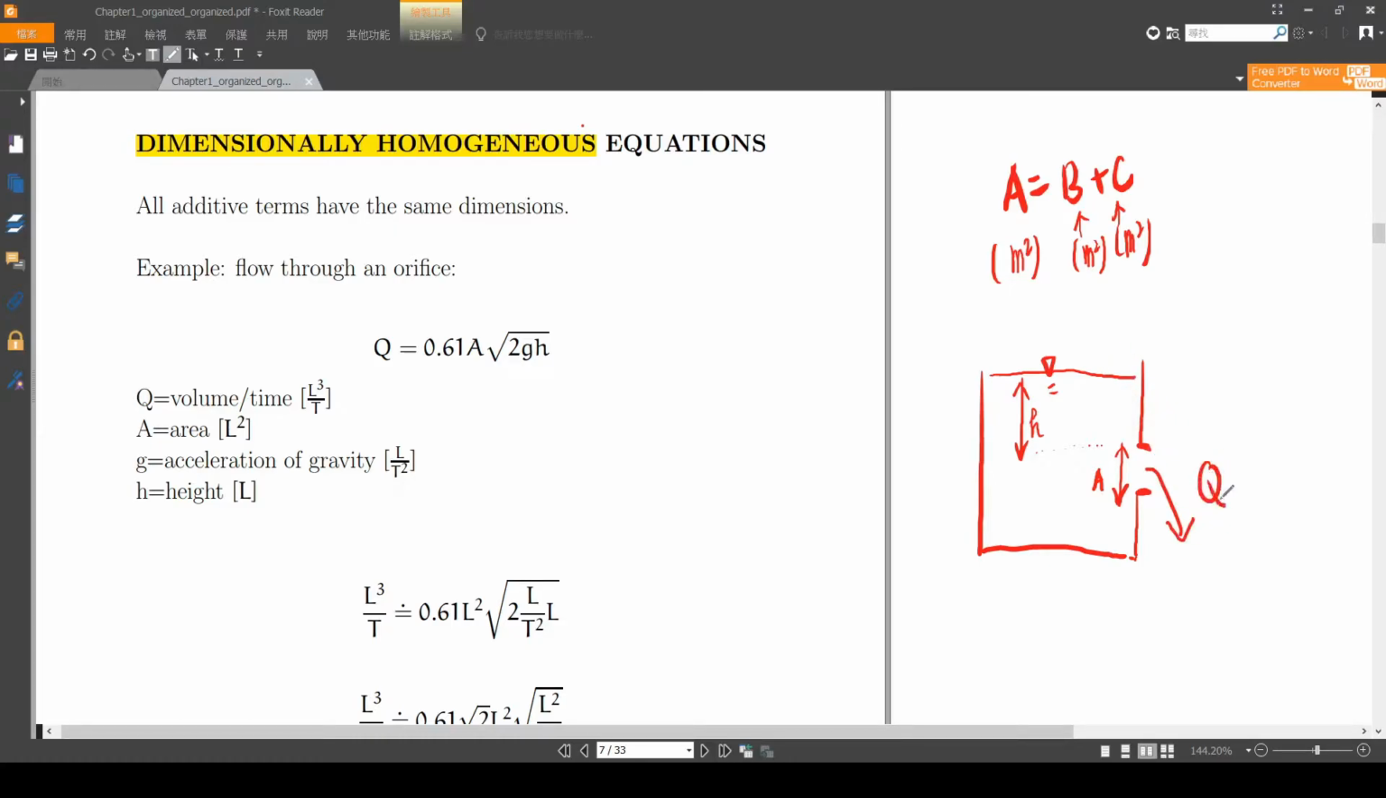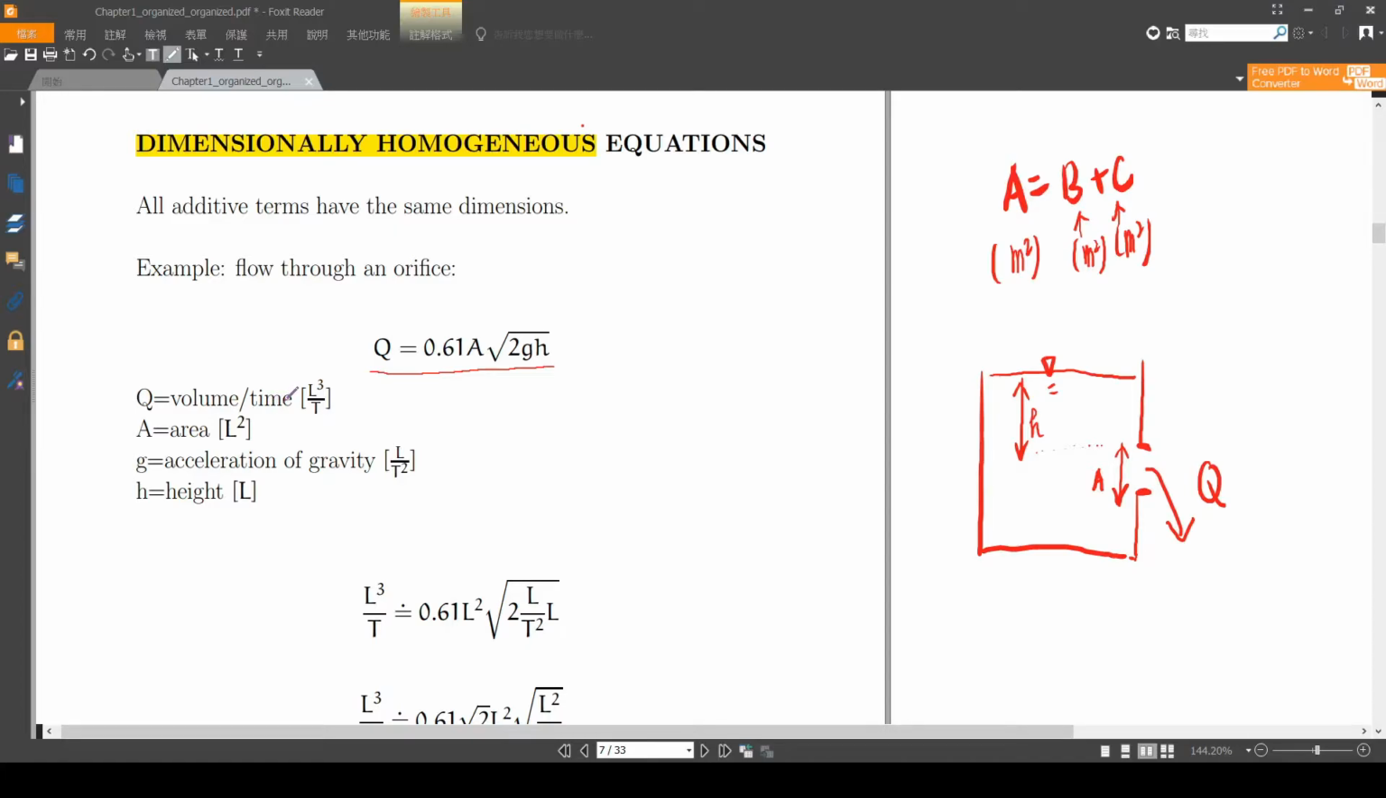We want to calculate the discharge, and the equation works like this part. The discharge can be calculated based on this equation. Okay. So the A is the area of the orifice, and the H is the height of the liquid above the orifice here. And the Q here is the volume per time, volume of water per time. So you can see this part.